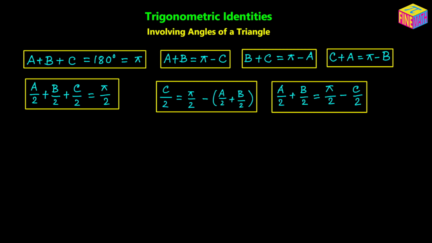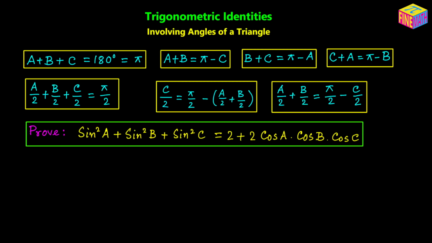So let's take a look at the trigonometric identity that we are going to prove in this video. The identity looks like this: sine squared of a plus sine squared of b plus sine squared of c is equal to 2 plus 2 times cosine of a times cosine of b times cosine of c. That's exactly what we have to prove. And for the proof, we are going to use a few basic trigonometric concepts.